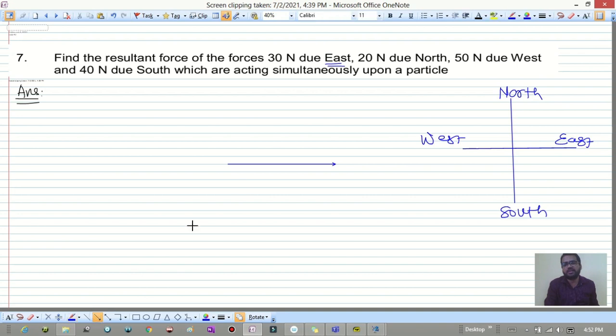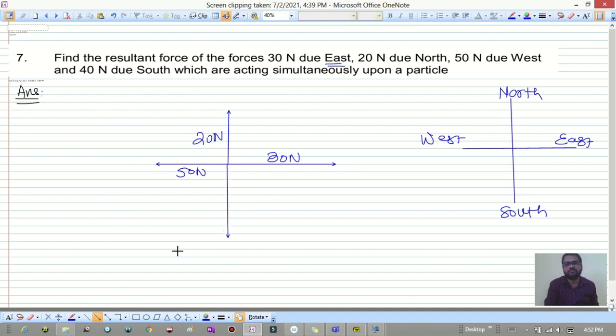So in this, as you can see, this is 30 Newton due east, 20 Newton due north, like this we have 20 Newton. Then 50 Newton due west, and lastly 40 Newton due south, which are acting simultaneously upon a particle. So we want what is the resultant of it.